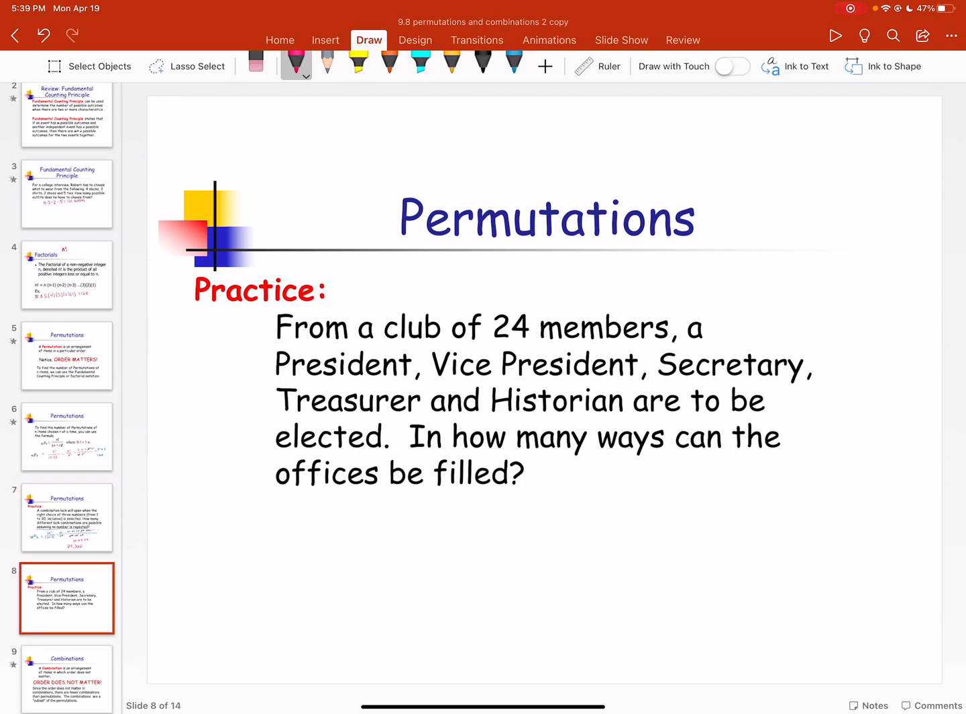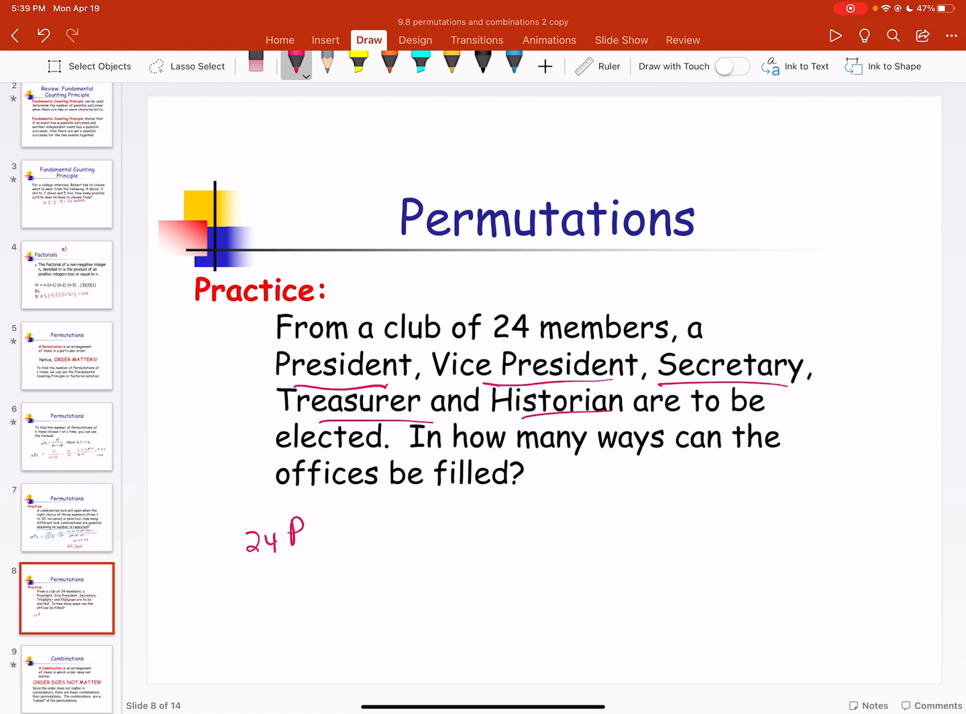Okay, here's another example for a permutation. From a club of 24 members, a president, vice president, secretary, treasurer, and historian are to be elected. In how many ways can the offices be filled? So this is a permutation because there are specific roles for people. When you have specific roles for people, that means order matters. So we have how many roles? 1, 2, 3, 4, 5. And we have 24 people to choose from.